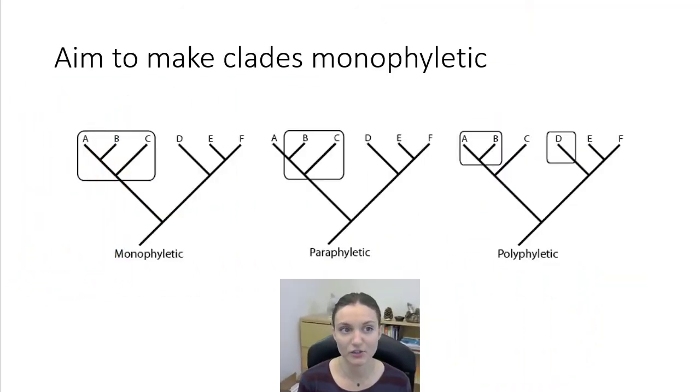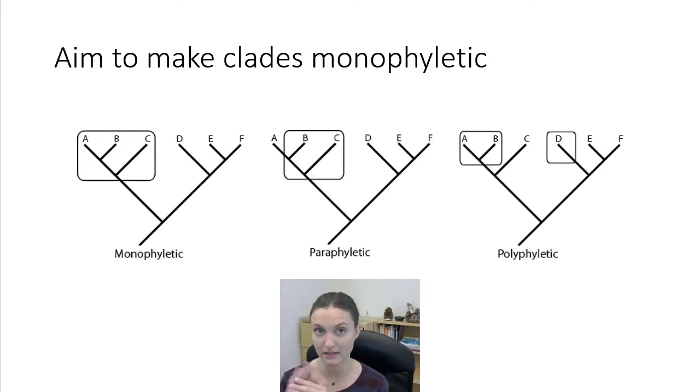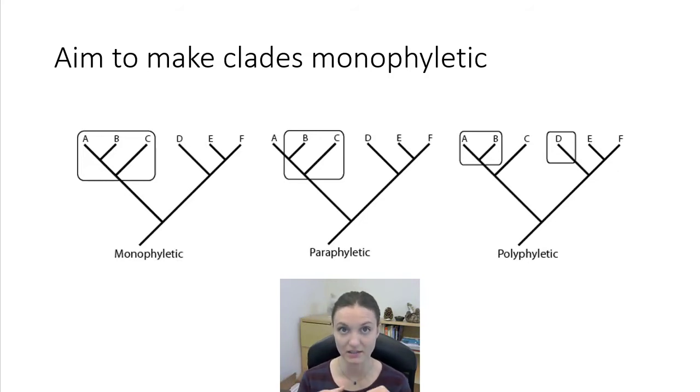Also, when we're building phylogenies, we want to make clades monophyletic. What that means is a clade is technically an ancestor and all of their descendants. So the most recent common ancestor and all of the descendants of that branch point, of that node. Phylo meaning tribe and mono meaning one, right? So one tribe, one group. So a clade that is monophyletic would be like this group right here. So this common ancestor right here and all of the descendants, groups A, B, and C, that's a monophyletic clade.